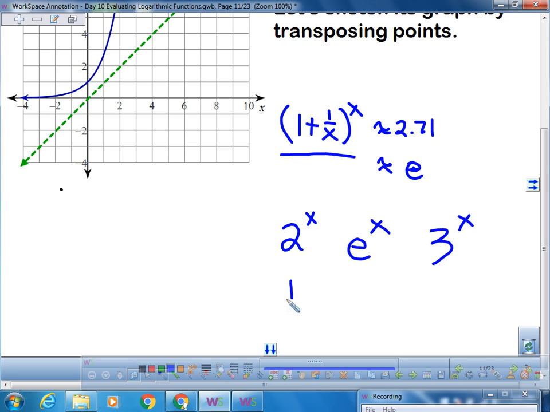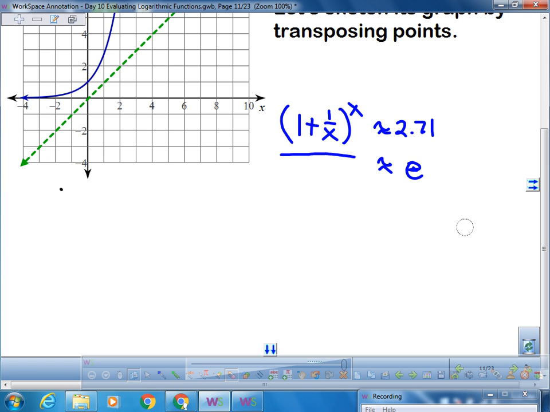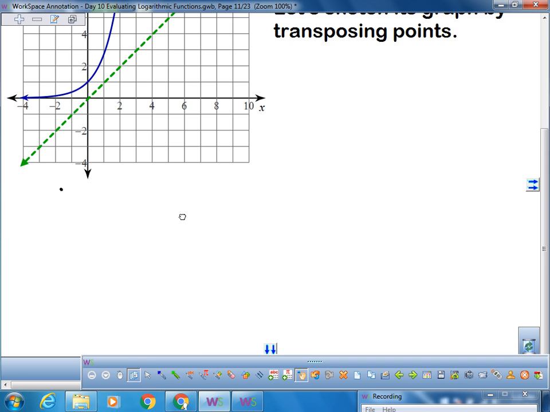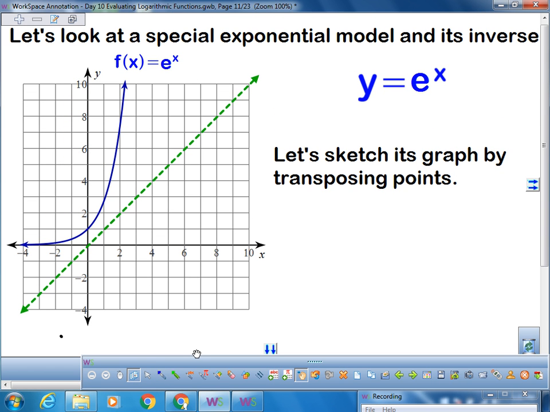What about this one? What happens to the x? It's decaying, right? It's got the exact same shape. It's just decaying instead of growing. Good. All right. So that being said, let's look up here at our model and talk about what happens when we find the inverse function of e to the x.